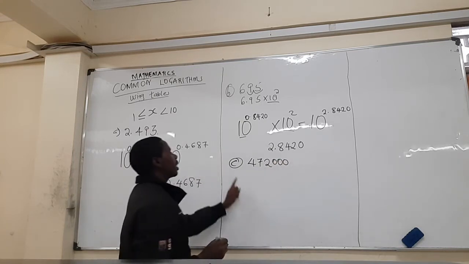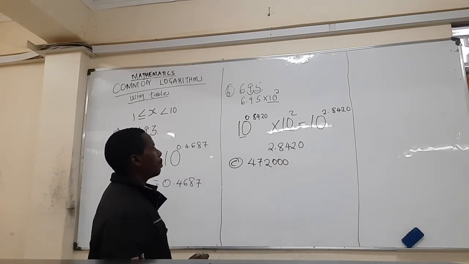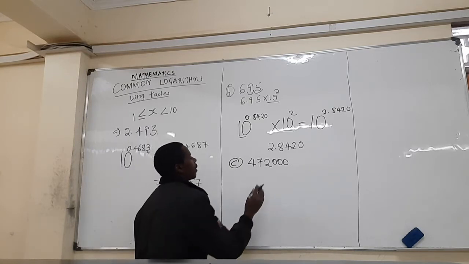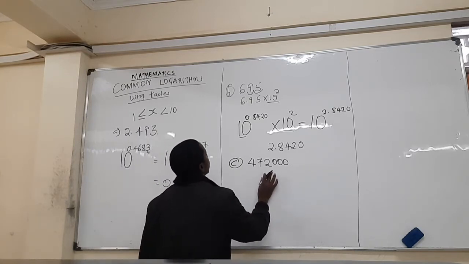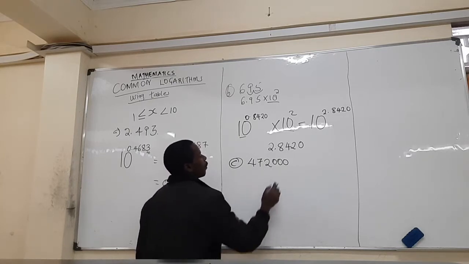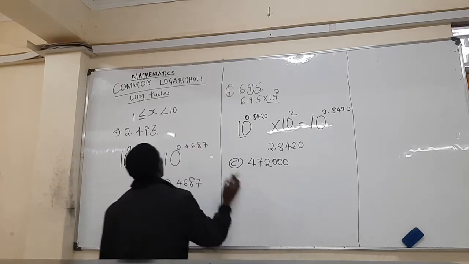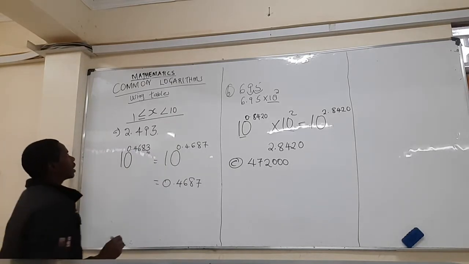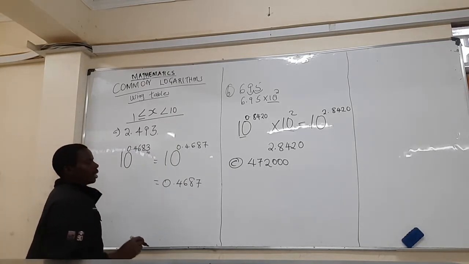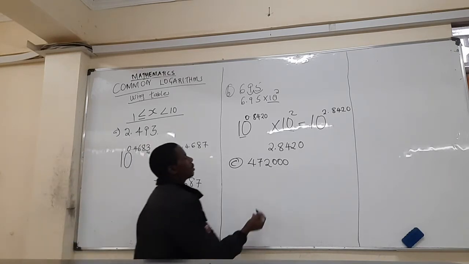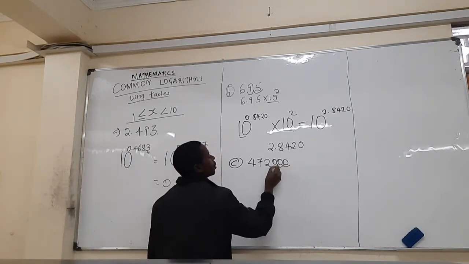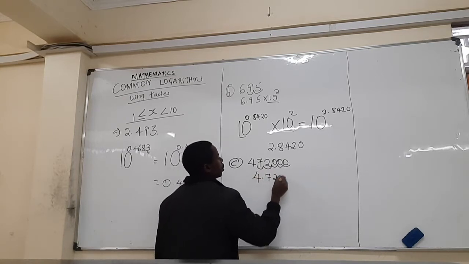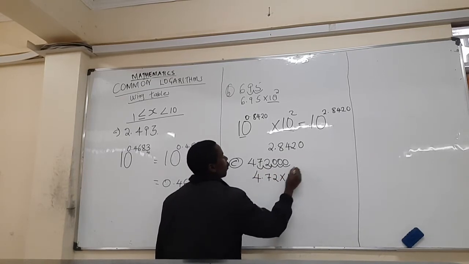472,000. We want to get the logarithm of this number. We are going to write it in standard form because it is beyond our range, which needs a number greater than 1 and less than 10 for us to use the table. So we write it in standard form: 1, 2, 3, 4, 5. So we get 4.72 times 10 power 5.